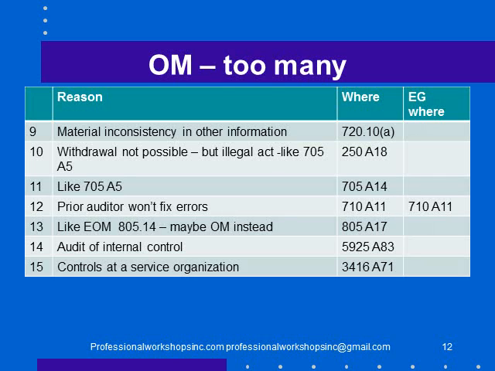Material inconsistency in other information. This would be unusual, but there's an annual report being issued or some kind of thing like that, and we have read it and there are inconsistencies between that and what we know from doing the audit, and the client won't fix it. We might put that in an other matter paragraph.